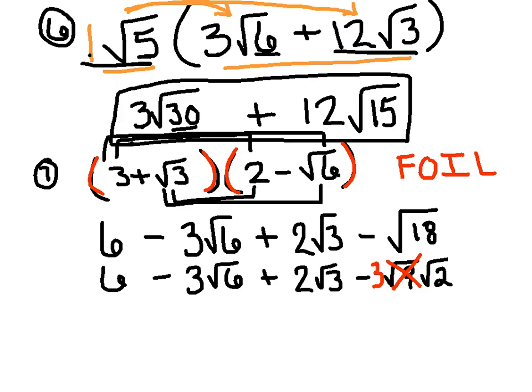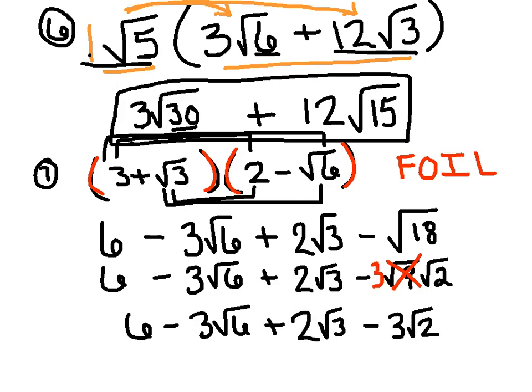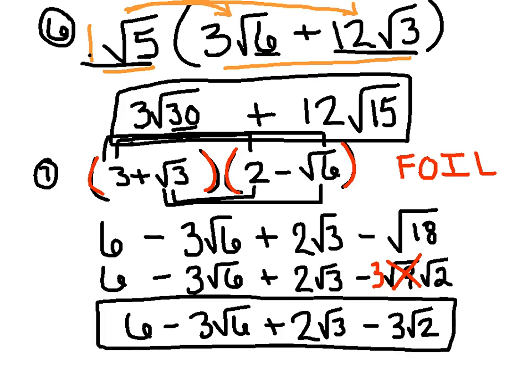So now we say, okay, I can't believe none of these four terms are like terms. So we could say that 6 minus 3 radical 6 plus 2 radical 3 minus 3 radical 2 is my final answer. That's one of the uglier final answers you'll ever have, but truly none of them were like terms and there was nothing we could do about it.